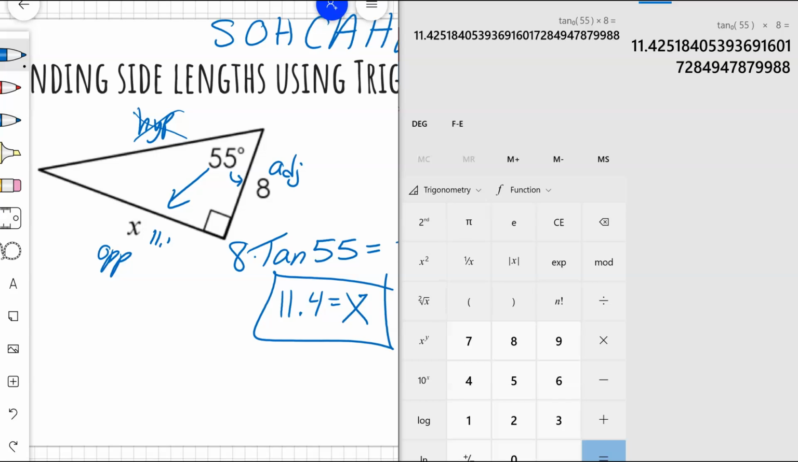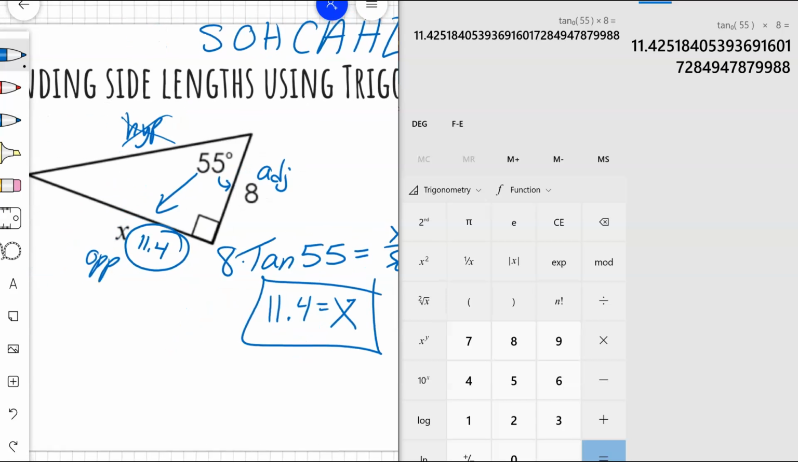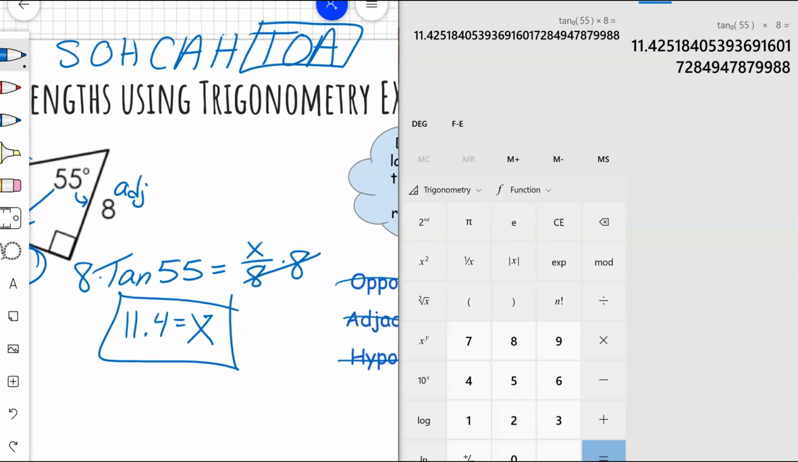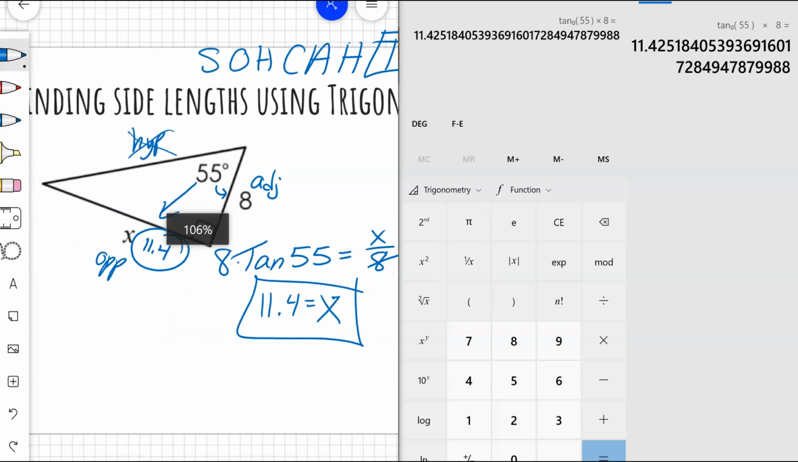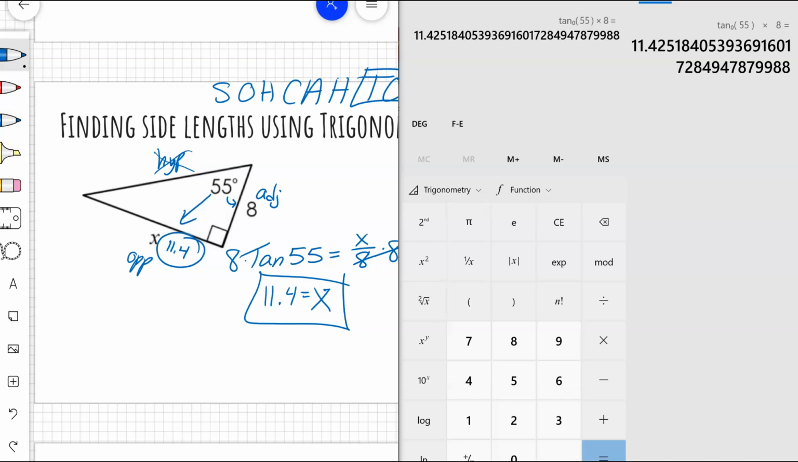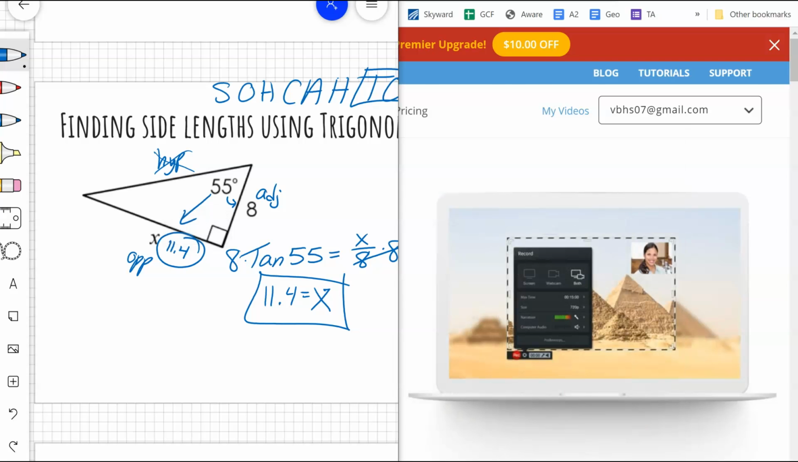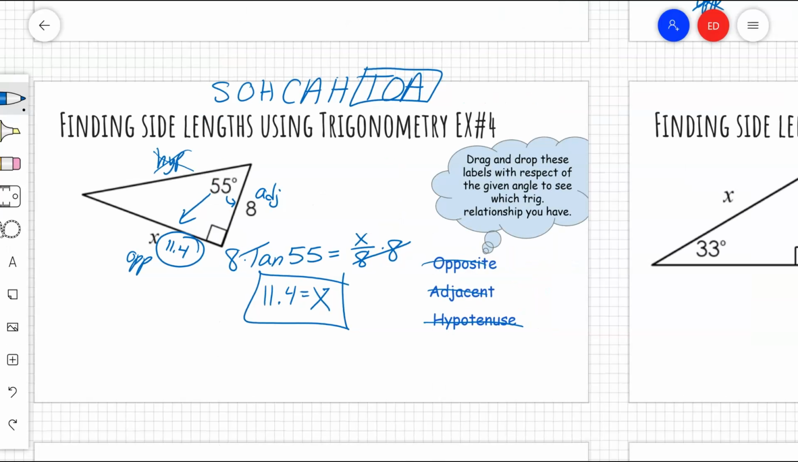So 11.4. Now that we have two sides, we can find the third by using the Pythagorean theorem, or we can plug it in and find it using the hypotenuse. We either have adjacent or opposite, so we can use tangent or cosine. Your choice. But this problem doesn't require us to find two different side lengths. It's just asking us for one, so we can stop right there.